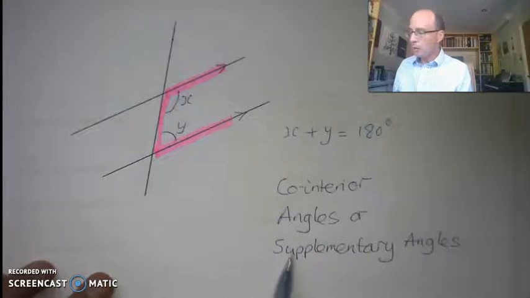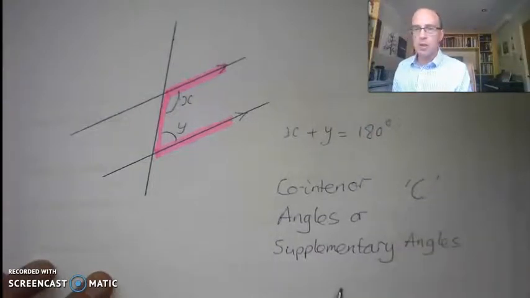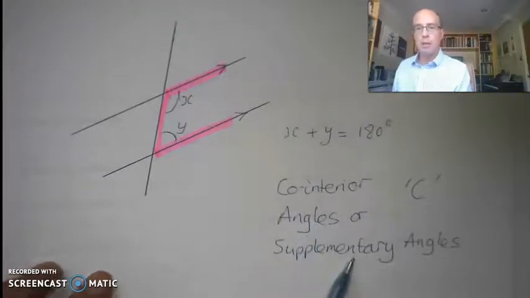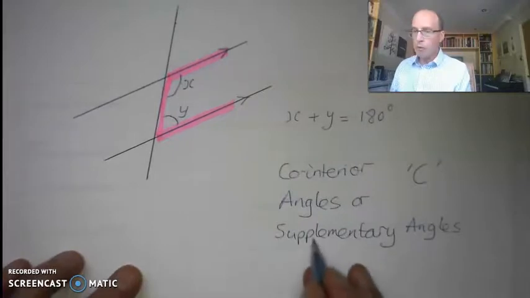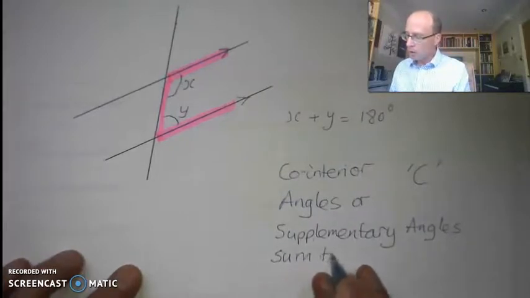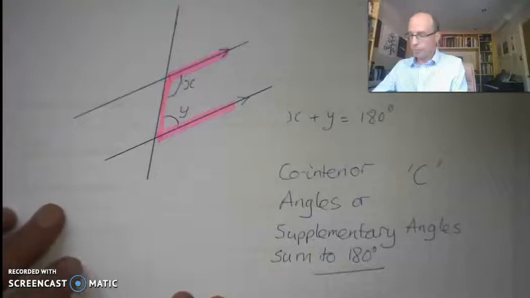So co-interior angles or supplementary angles, sometimes you'll hear them described as C angles, but we need to use either the words co-interior or supplementary. And the angle fact is supplementary angles sum to 180 degrees. Okay, let's have a look at some examples.